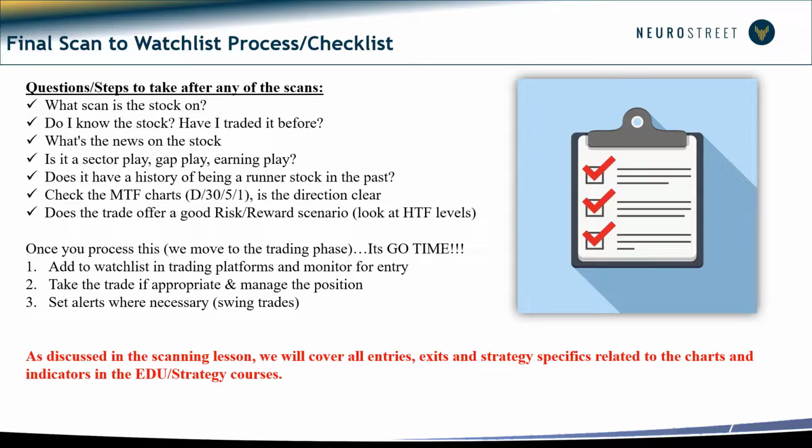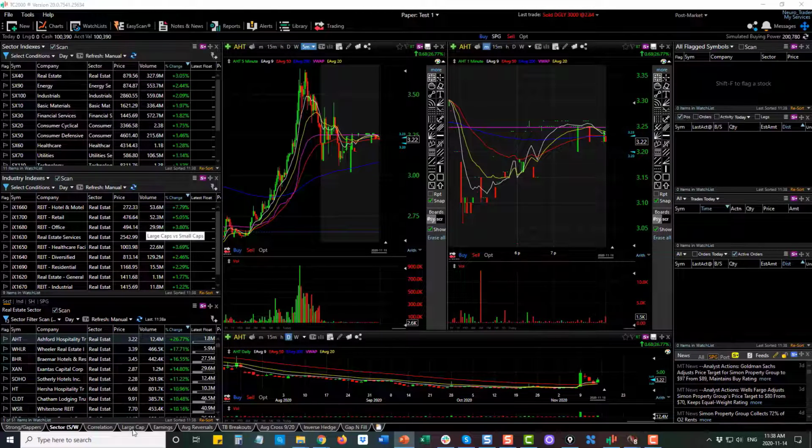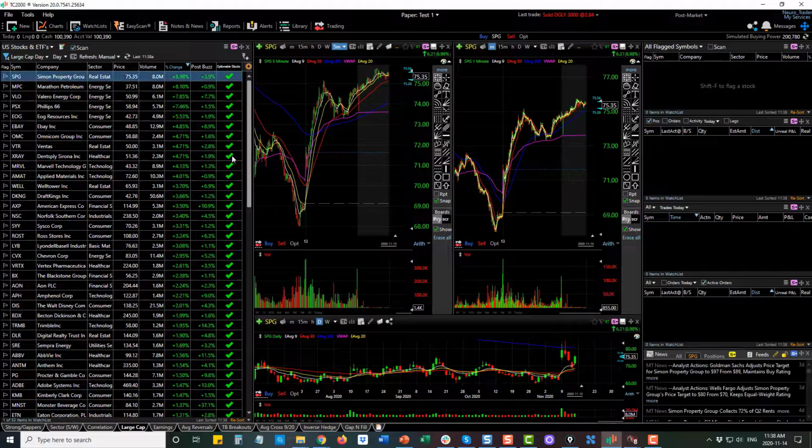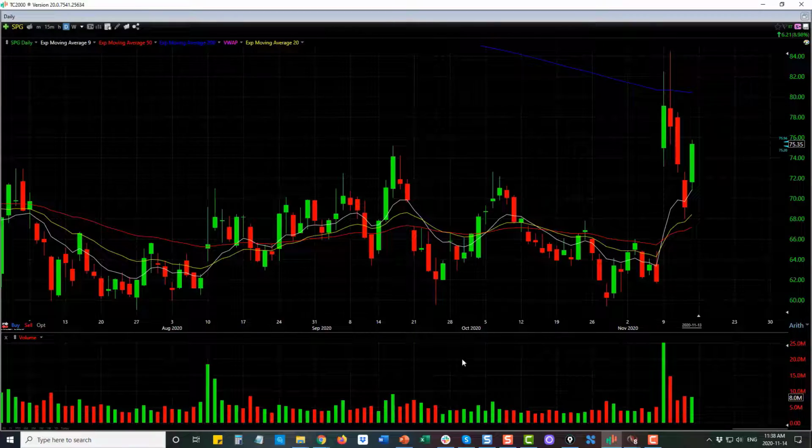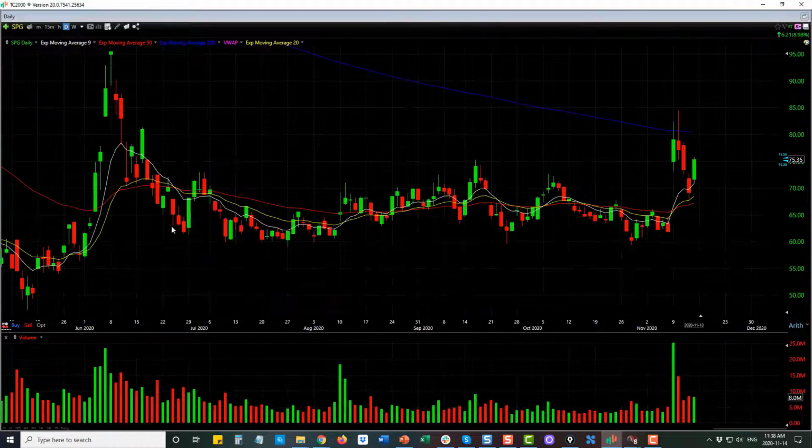And does it have a history of being a runner? So how do we know this? One of the things you're going to learn in our education class that we teach is we look at the daily chart. I'll give you an example of what that looks like. If we go in here and we take a look at this stock, SPG, I'm going to go down here to the daily. I want to know, do I have big range candles on the day?